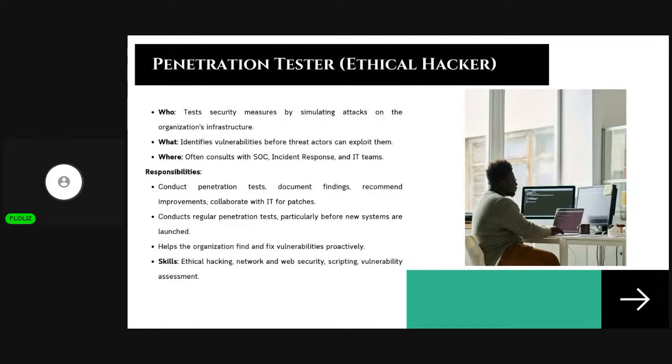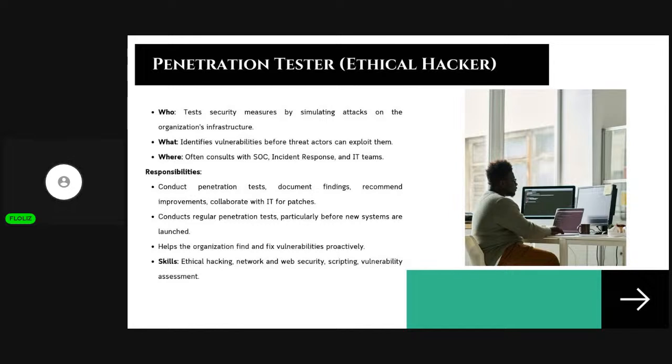So what do they really do? They test the security of applications, of systems, so that if there are threats, if there are vulnerabilities, before they are exploited, the organization fixes those things. So they just identify vulnerabilities before they are taken advantage of. So they must also work with the Security Operations Center manager, with the IT team, and the incident response team. Because for you to play as a penetration tester, you must have knowledge of ethical hacking, you must have knowledge of network and web security, and vulnerability assessment.